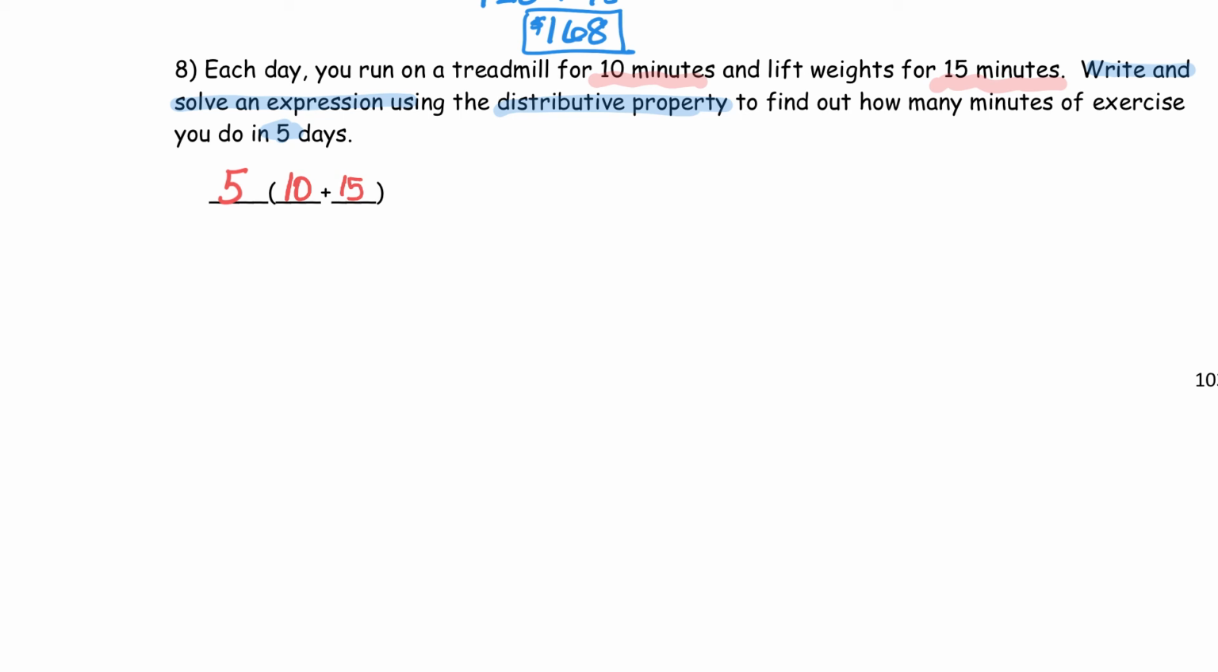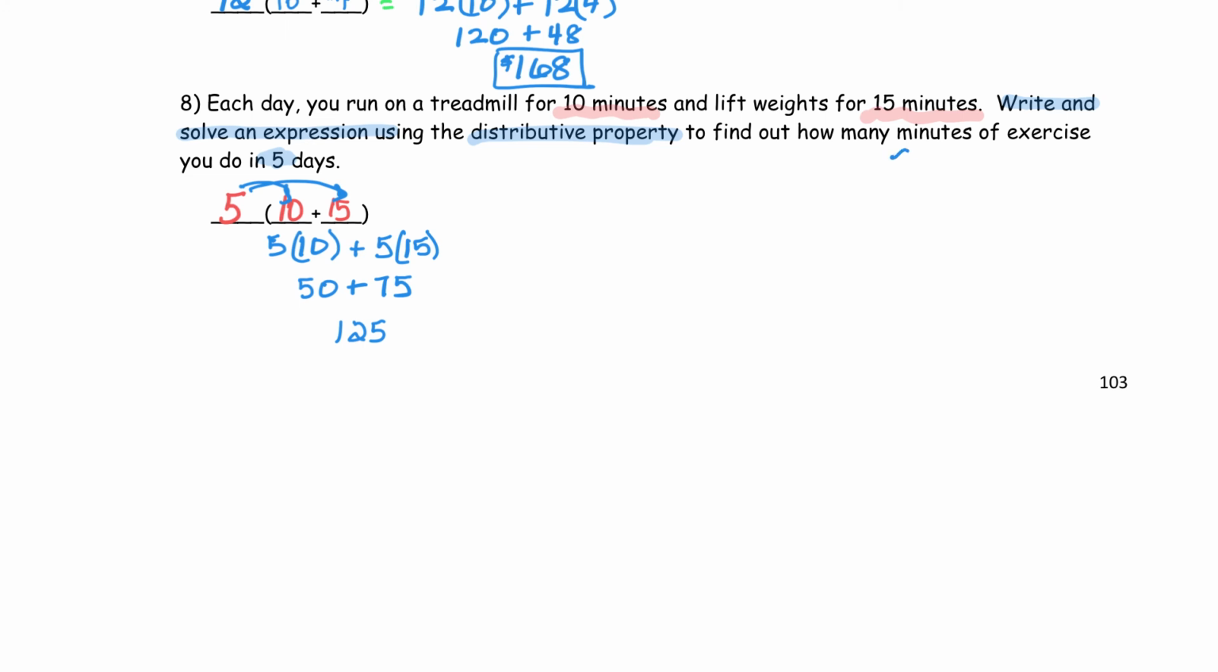So now I'm all set up. All I want to do now is multiply. So this is 5 times 10 plus 5 times 15. And then I'm going to go ahead and solve: 50 plus 75. So that gets us a total answer of 125. Now, 125 what? If I look back, I can see it's 125 minutes of exercise. Minutes of exercise. And I am done.